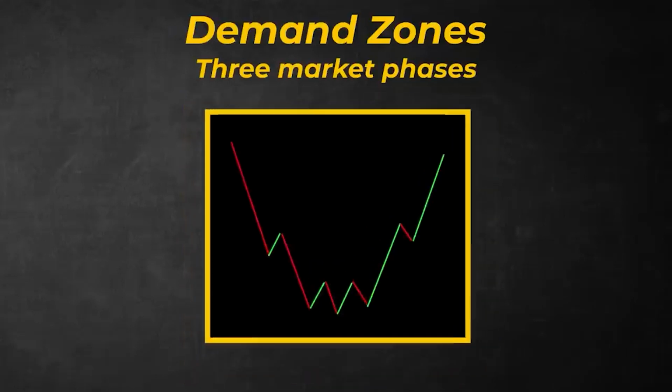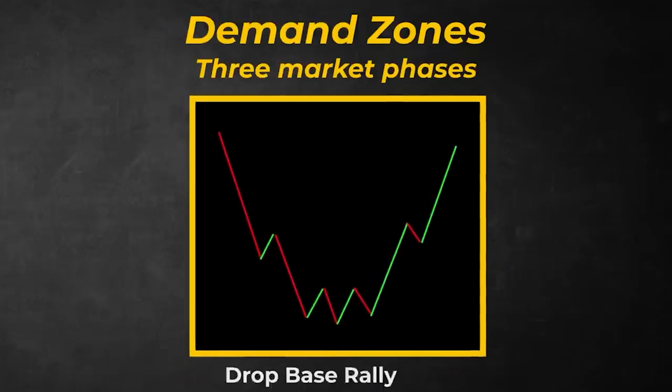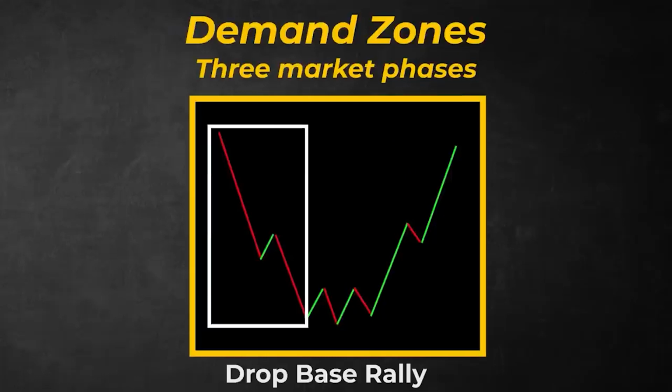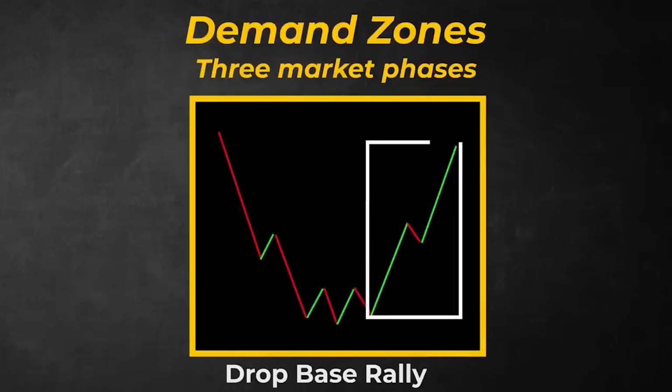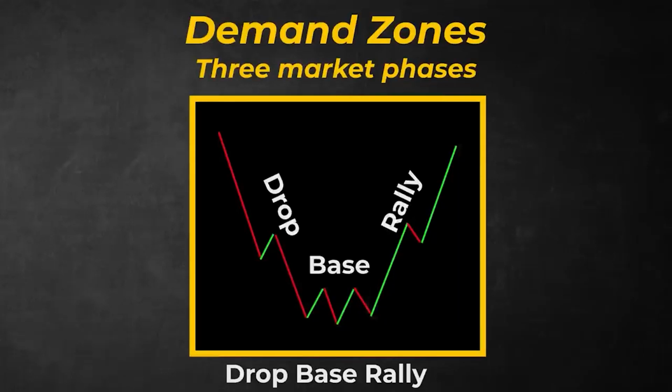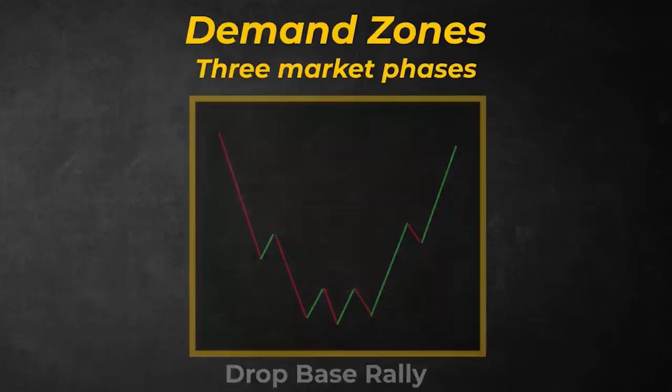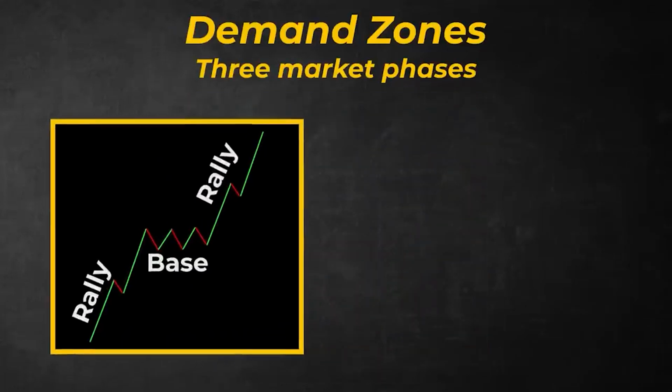The second type of demand zone is drop, base, rally demand zone. And in the market structure of a drop, base, rally demand zone, the first phase is an impulsive move in the bearish direction. This is called the drop. The second phase is a ranging market structure called the base, and the third phase is again an impulsive bullish move. The drop, base, rally demand zone will also be drawn at the highs and lows of the base zone. So there are two types of demand zones, the rally base rally and the drop base rally.